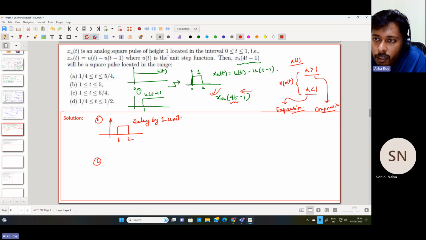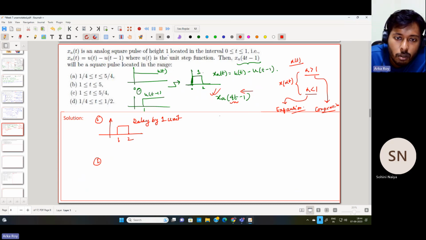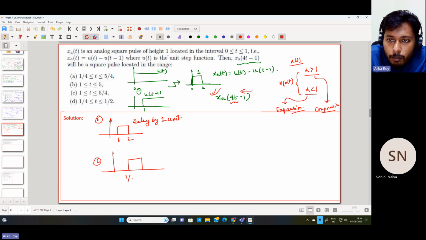So with this, here I have alpha, which is greater than 1. So obviously it will give me a compression effect. So if I see the compression effect, it will be 1 divided by 4.